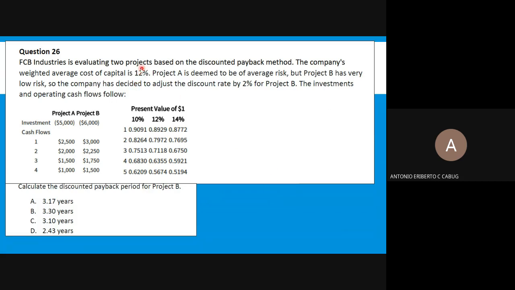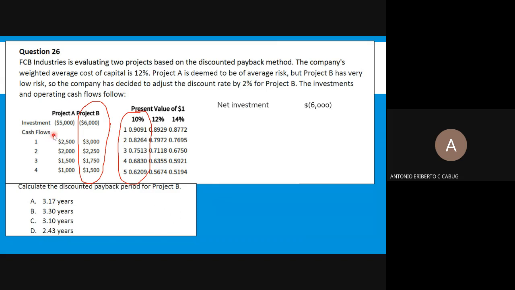Now, your WACC here acts as your required rate of return. Kapag masyadong risky yung project, tataasan mo yung requirement mo. The higher the risk, the higher the return required. So, if the project is high risk, you're going to increase your discount rate. When the project is low risk, you're going to decrease. So what happens here is that project B has a very low risk, so the company has decided to adjust it by 2%. Pag low risk, binabawasan natin. So we're going to look at the 10% column. Tapos si project B ang pinag-uusapan natin. Calculate the discounted payback period for project B.